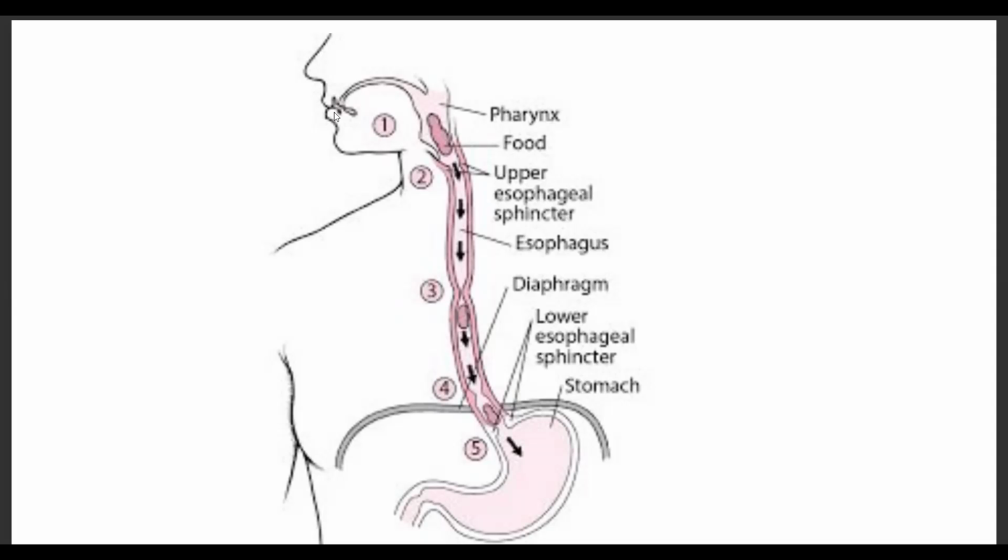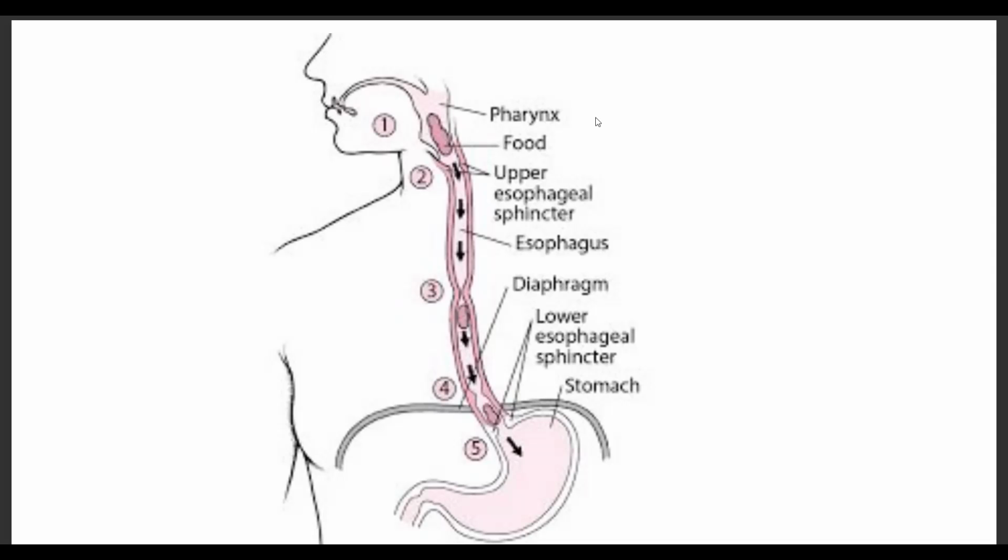Next point, peristalsis is an alternating wave of rhythmic contractions and relaxations of smooth muscle lining the esophagus. Next point, during peristalsis, food bolus is pushed along the esophagus. Okay, right. Now we'll start stomach.